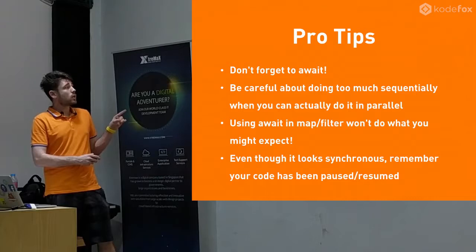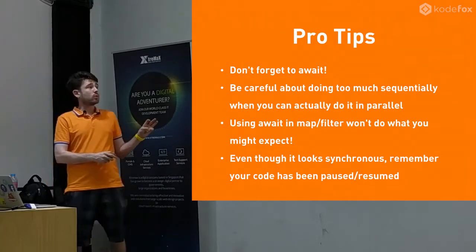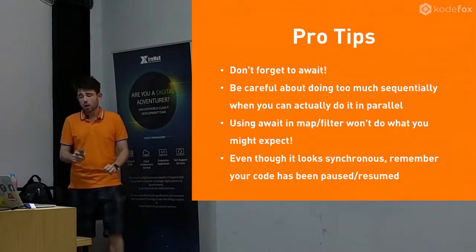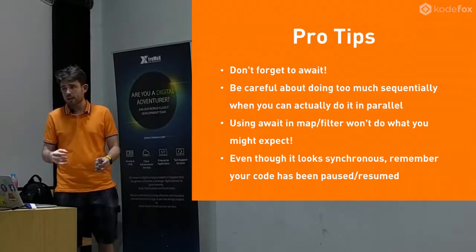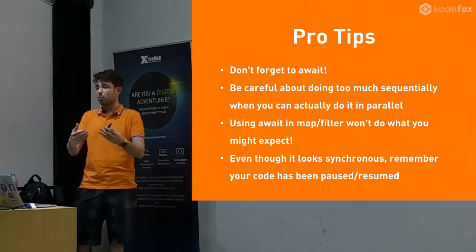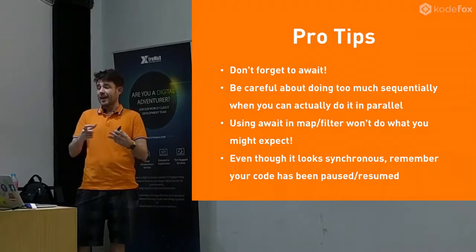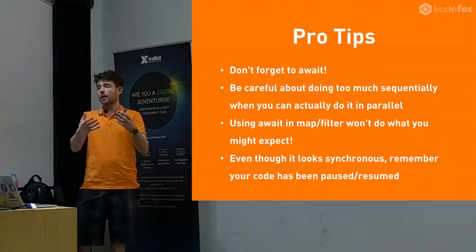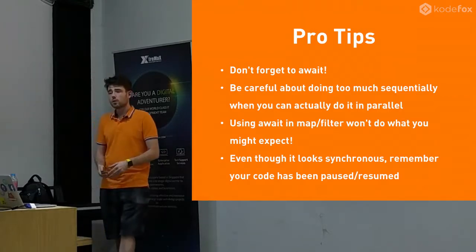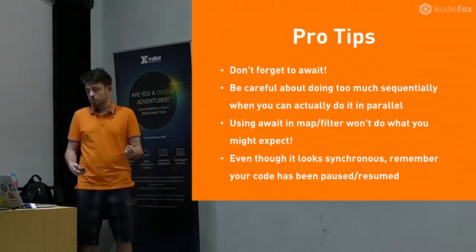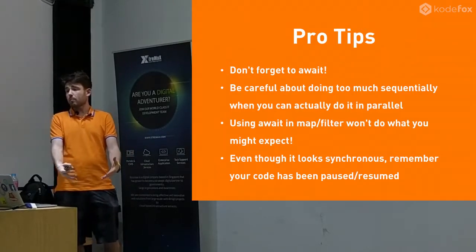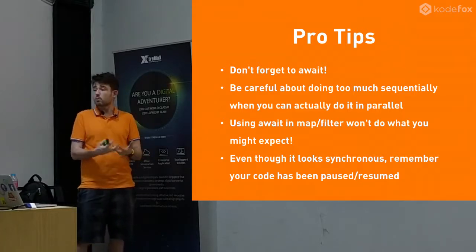The other thing is that using await in a map or filter function probably doesn't do what you expect. But the idea is that a filter function, array.filter, should take a function that returns a Boolean. But if you pass an async function, it's going to return a promise. So probably not going to do what you think it does. So you just have to remember that. Map is fine to use, but just remember that if you pass an async function into map, you're going to get an array of promises, which might be what you want.